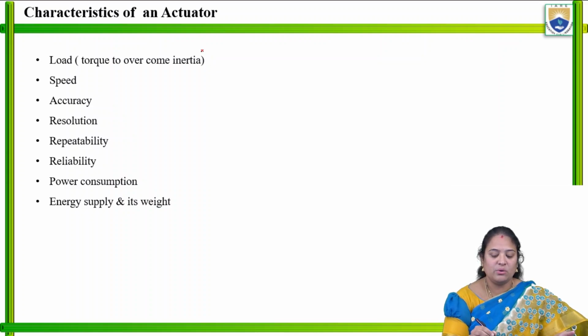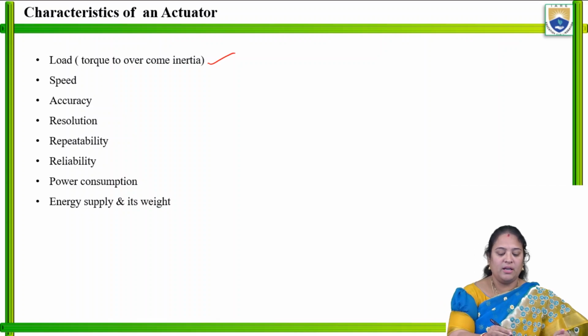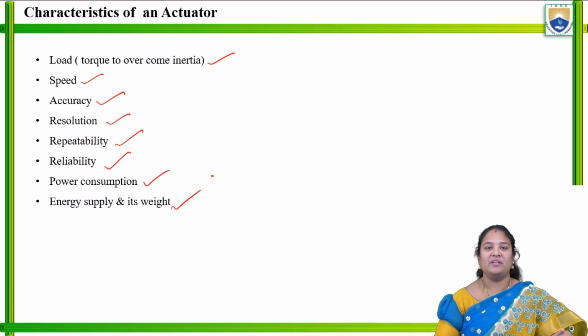Let us see. So initially, the load. Load is important, where the torque is used to overcome the inertia, right? The actuator is used to enable the load. It is used to control the speed, the accuracy, resolution, repeatability, reliability, power consumption, energy supply, and its weight. So these are a few of the characteristics based on which the normal actuator will be working.